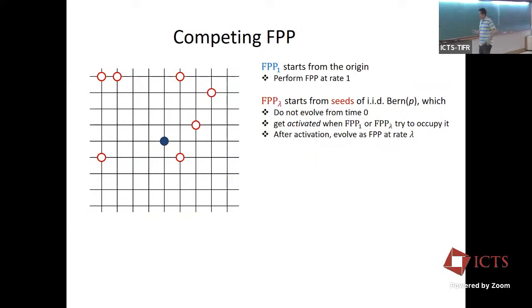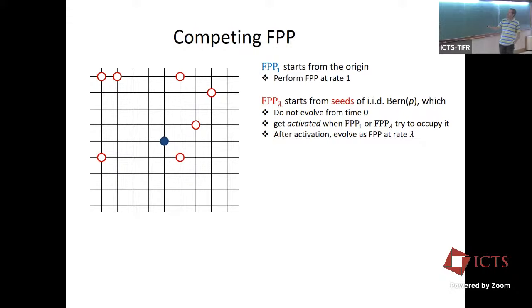Now I'm going to introduce another model. Just forget MDLA for one second, no, for more than one second. We're going to define a competing first passage percolation model, which has two types. FPP1 is the first type, and the second type is FPP lambda. Sometimes I call it type 2 or type lambda. They're all the same.